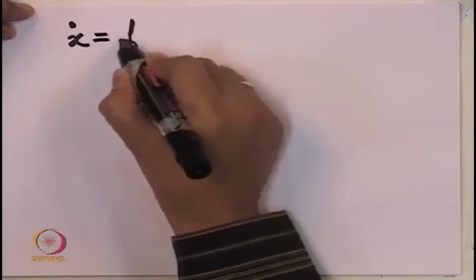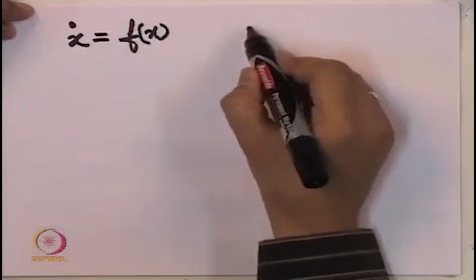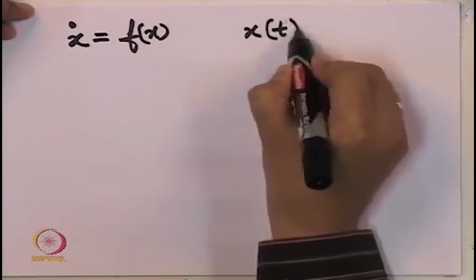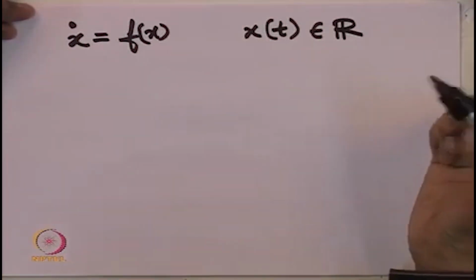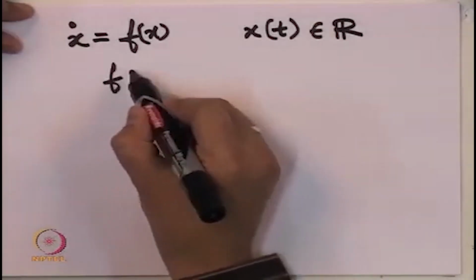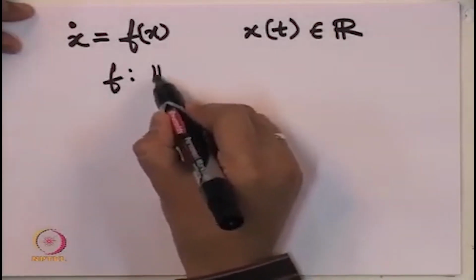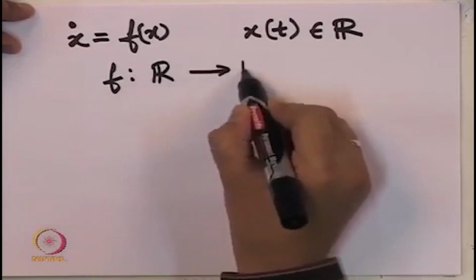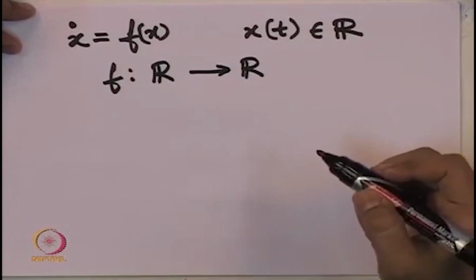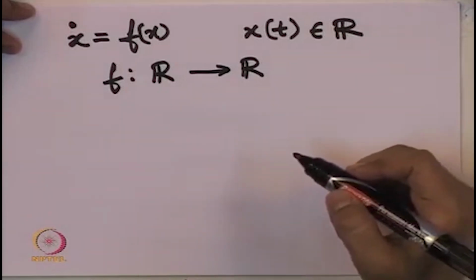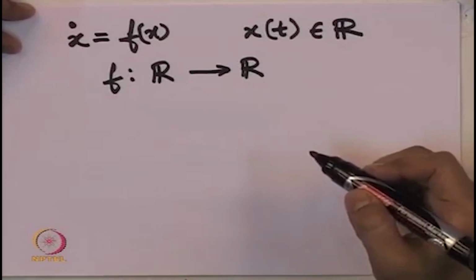So we were dealing with the case that we have the differential equation x dot equal to f of x, in which x at any time instant had only one component. In other words, it was a real number. In this situation, f is a map from real numbers to real numbers. More generally, it was a map from Rn to Rn, but because x has only one component, we have a map f from R to R.